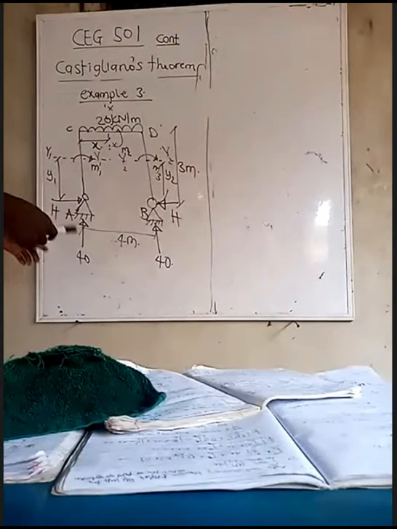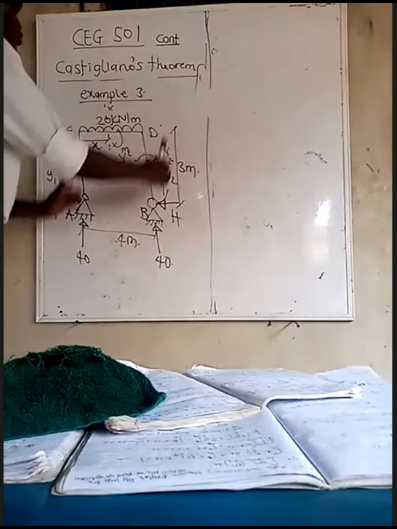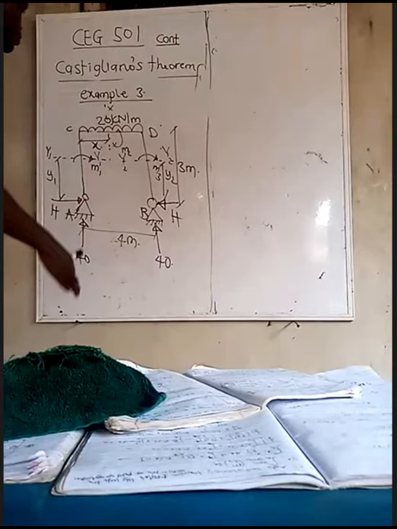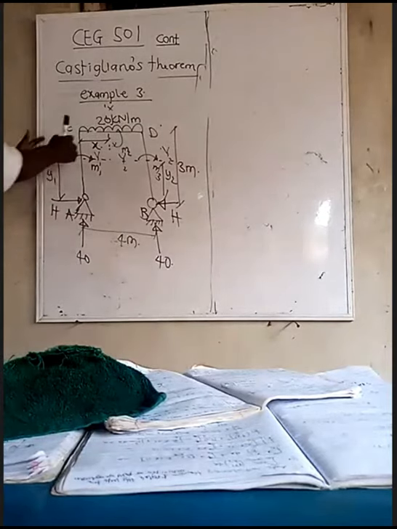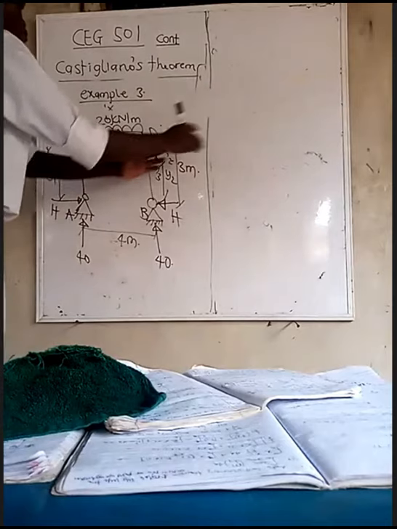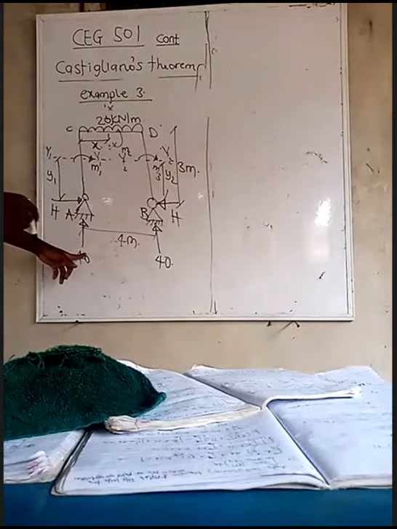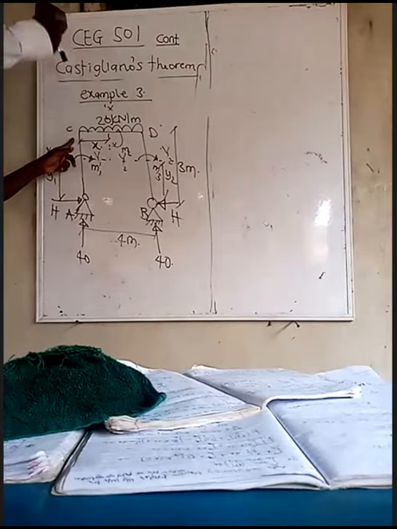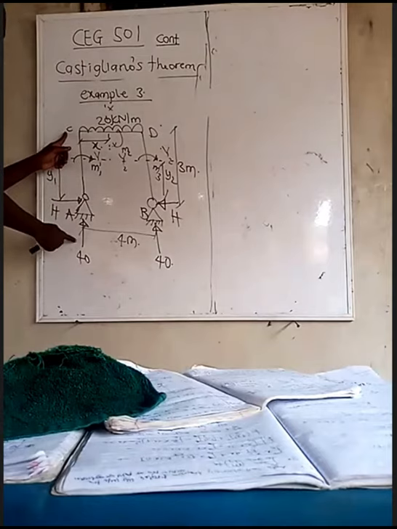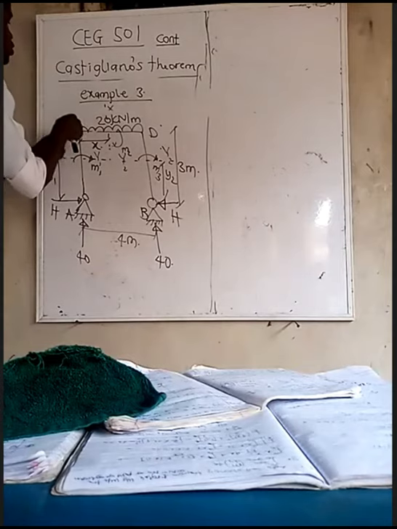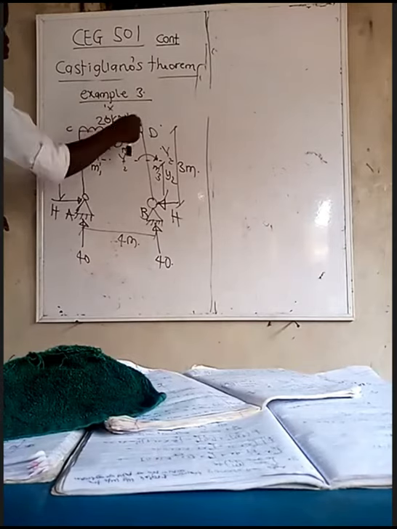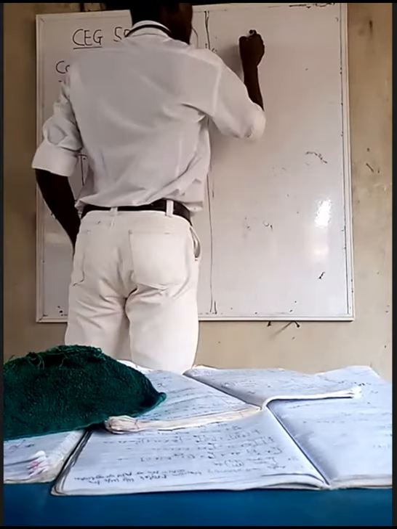Now, you have to pay attention here so that you won't be confused. When we separate this structure into the three members that make it up, we have member one, member two, member three. If 40 kilonewton is acting here, then 40 kilonewton must be acting downward on it when you separate it. If 40 kilonewton is acting downward on it, then 40 kilonewton must be acting upward on this member. So we are going to have something like this.